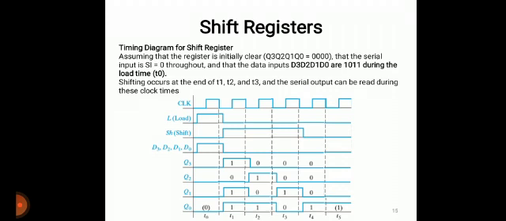Assuming that the register is initially cleared, that the serial input Si is equal to 0 throughout, and that the data inputs are 1011 during the load time, the resulting waveforms are as you can see here. The shifting occurs at the end of T1, T2, T3, and the serial output can be read during these clock times. During T4, the shift and the load are equal to 0, so no state change occurs there.